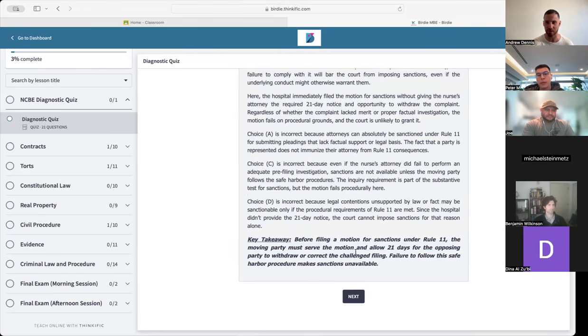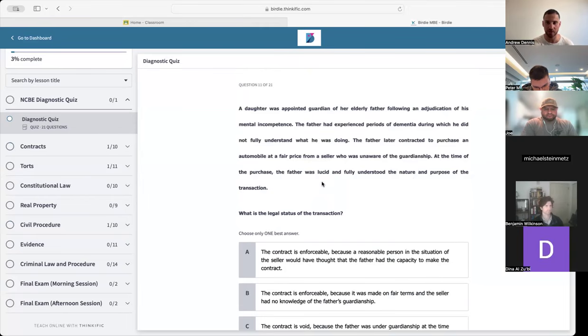That makes sense, right? The safe harbor provision, 21 days that you have to wait before you can move for sanctions. So you have to serve the motion, give them notice, and then they have the opportunity to retract and be like, oh yeah, actually we're not claiming this. That was terribly wrong of us. Whereas if the court moves on its own sua sponte, the safe harbor rule will not apply. It's a 21-day rule. Any questions about that?